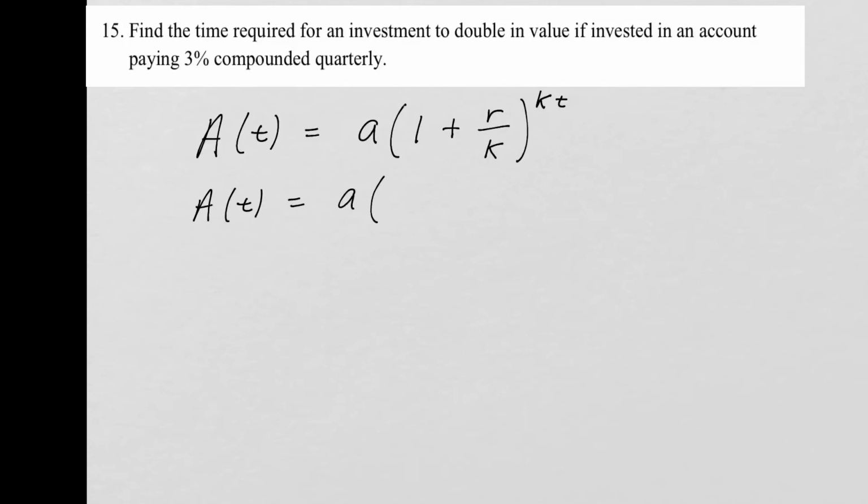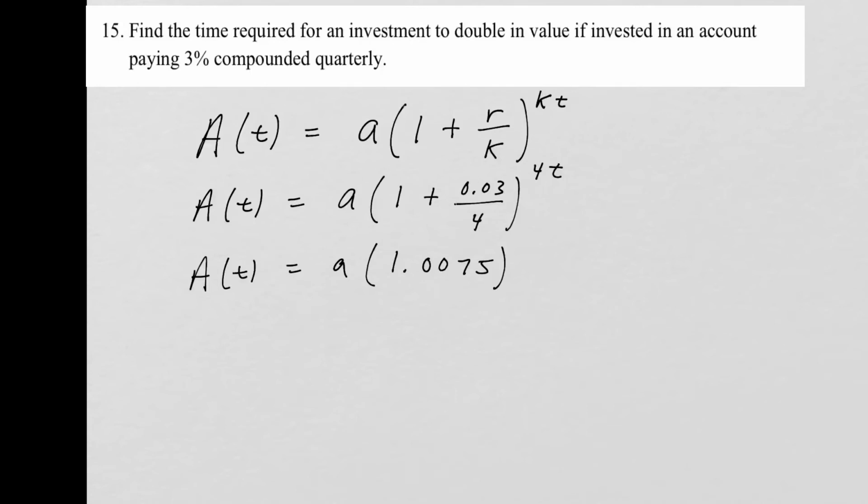But we do know that the APR, the r, is 3%, so that'll be 0.03. And the k, since it's compounded quarterly, remember the k is going to be 4. And then this will be raised to the 4, and we don't know the time. We're trying to figure out the time for it to double, so I'll just leave that as 4t. Okay, let me combine what's inside the parentheses. So if you do this on your calculator, you're going to find that this is equal to 1.0075 raised to the 4t.